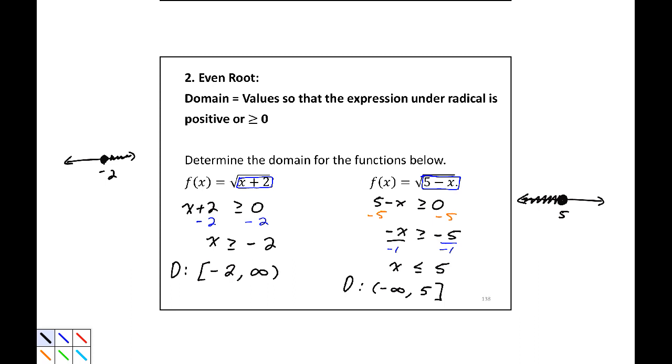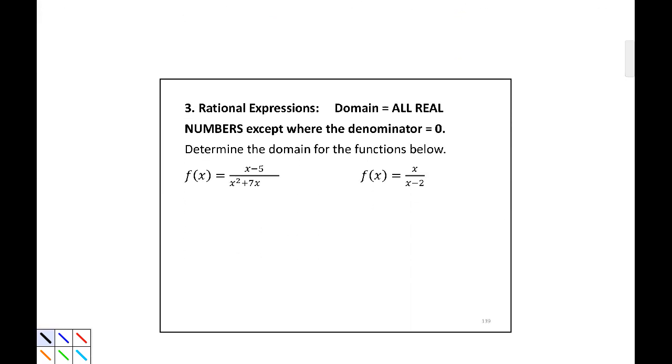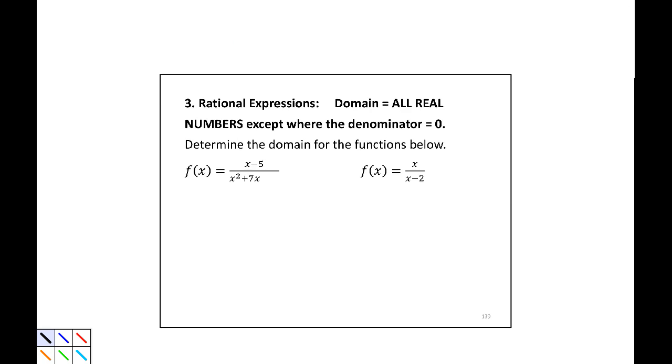Now the last function type we're going to look at is a rational expression, which has a domain equal to all real numbers except where the denominator equals 0. That is still valid from our previous sections. So if we want to determine the domain of these functions, and the first function is f of x equals, the numerator is x minus 5, and the denominator is x squared plus 7x plus 10.